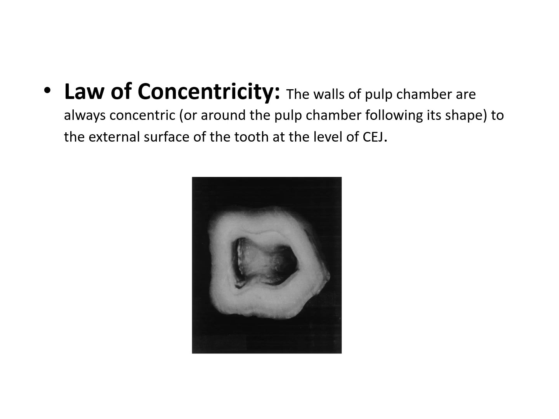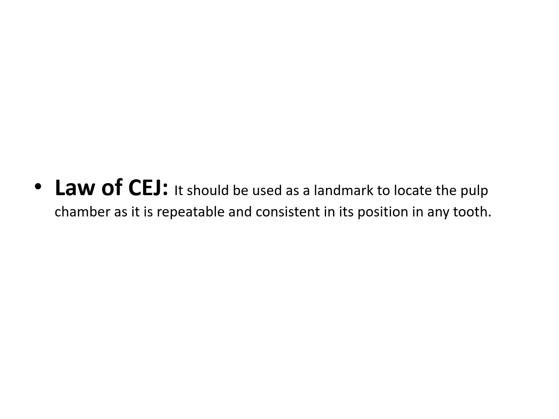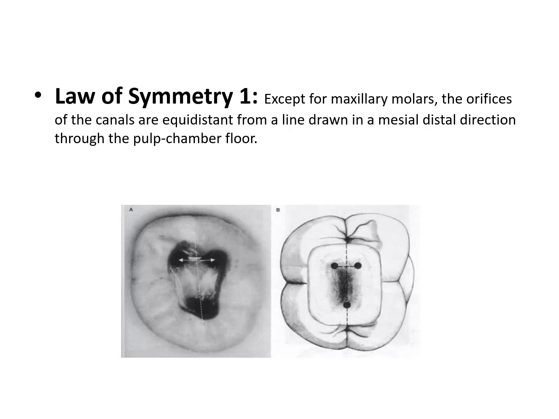Now there is the second law, which is the law of concentricity. By this law, the walls of the pulp chamber are always concentric, around the pulp chamber, following its shape to the external surface of the tooth at the level of the CEJ. Then there is the law of CEJ, which should be used as a landmark to locate the pulp chamber as it is repeatable and consistent in its position in any tooth.